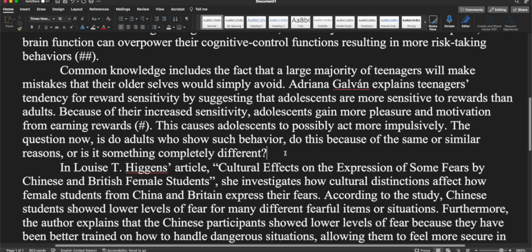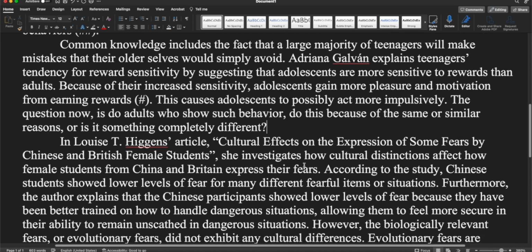Because of their increased sensitivity, adolescents gain more pleasure and motivation from earning rewards. This causes adolescents to possibly act more impulsively. The question now is, do adults who show such behavior do this because of the same or similar reasons, or is it something completely different?